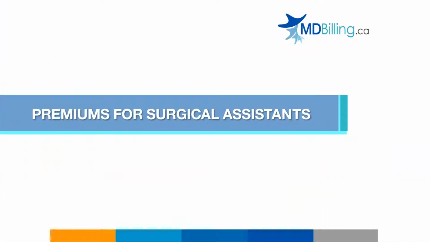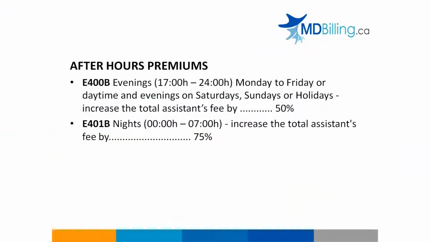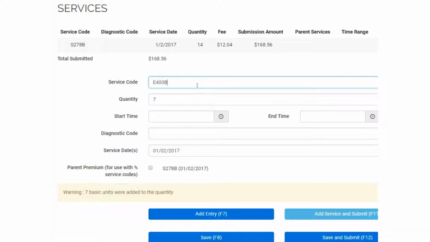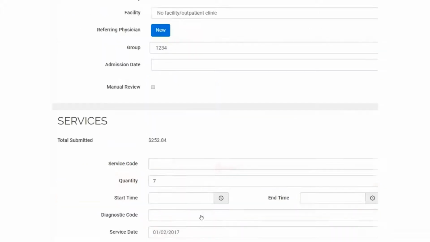After-hour premium codes, such as E400B and E401B, are percentage-based of the surgical assistant code. You'll need to associate the premium code to the parent surgical assistant codes in order for our system to calculate the proper fee for them.